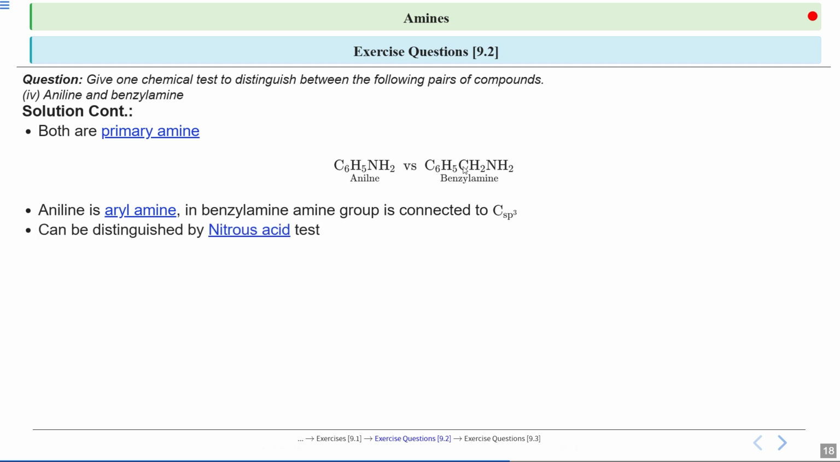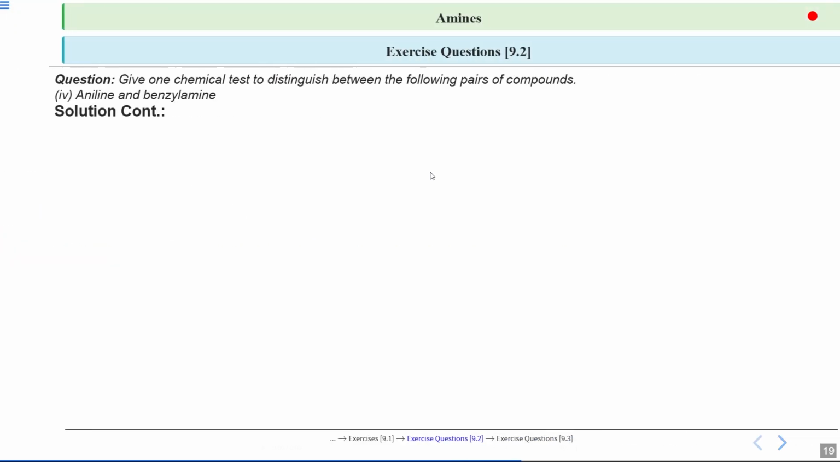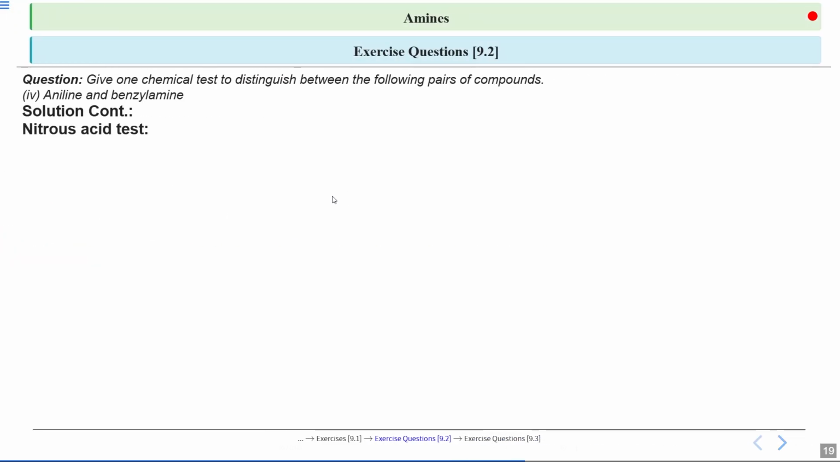Aniline, which is an aryl amine, and benzyl amine can be distinguished by the nitrous acid test. Aniline forms a yellow oily nitroso compound, while benzyl amine produces a clear diazonium salt. Let's see further. Benzyl amine reacts to form benzyl alcohol, releasing nitrogen gas as a byproduct.